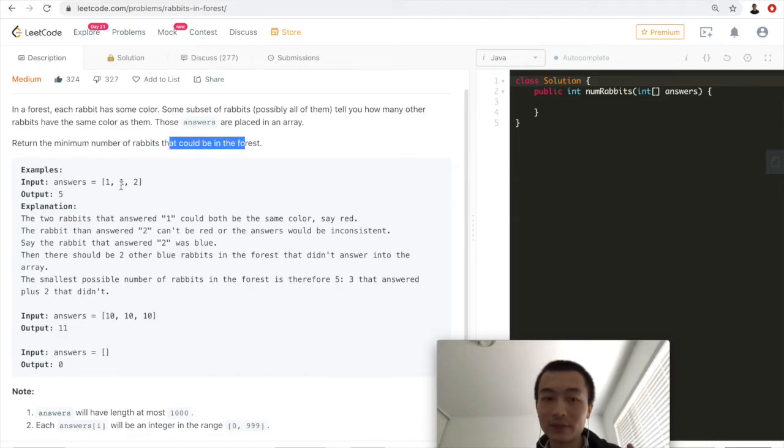So back to this example again, let's see. The first number is 1. That means this rabbit has type 1. And it also means that in the forest, there is one more rabbit of the same type 1 that exists in the forest.